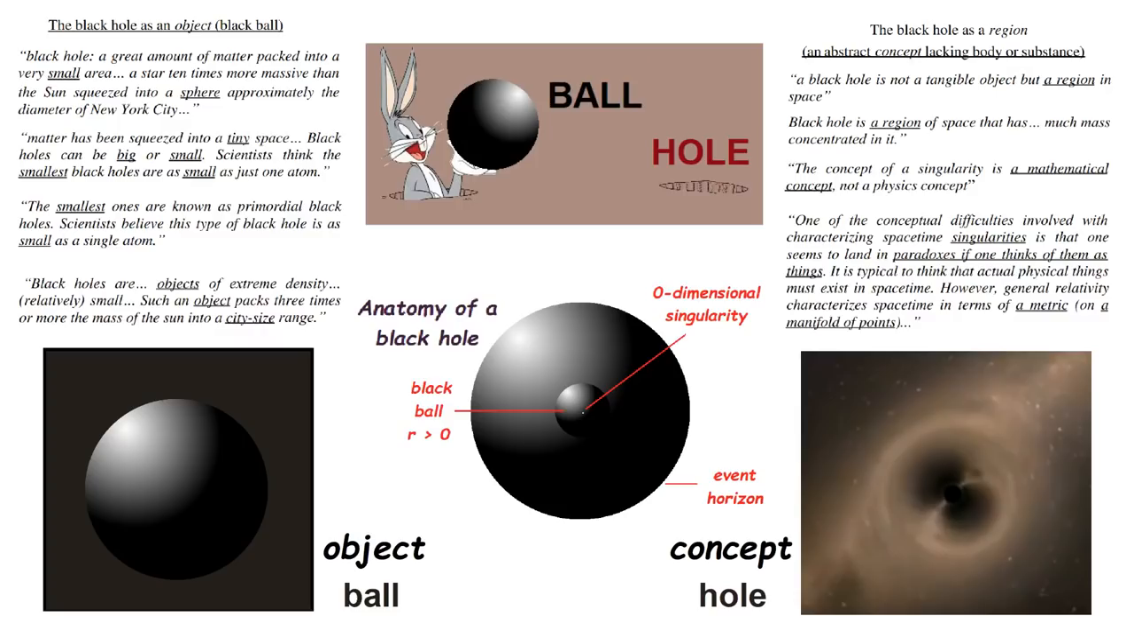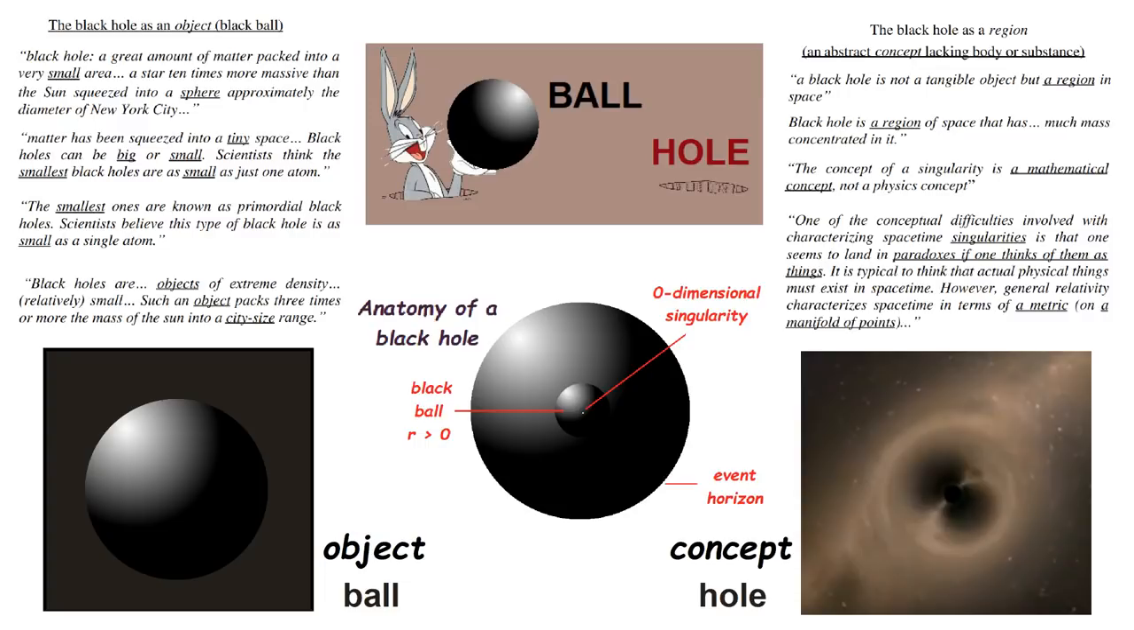And here we have NASA versus the Max Planck Institute in Germany, and they have two different versions of what a black hole is. It's important to see these because we've got the two-dimensional black hole versus the three-dimensional black hole. On the three-dimensional side, we have NASA, and they say a black hole is a great amount of matter packed into a very small area, and you'll see the word small, the word sphere. These are all different representations that you'll find on their site.